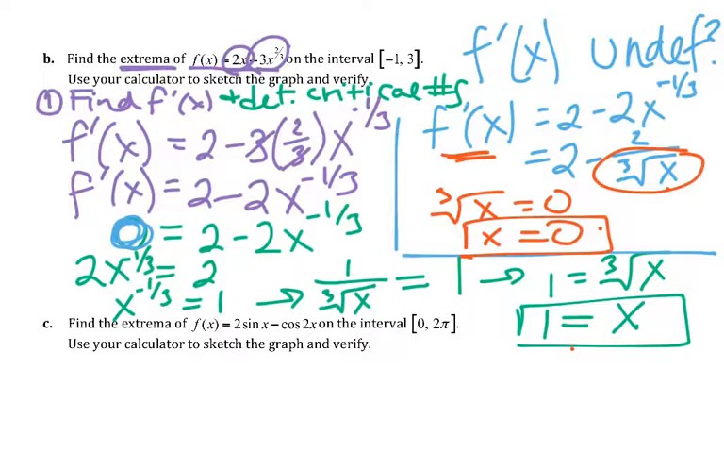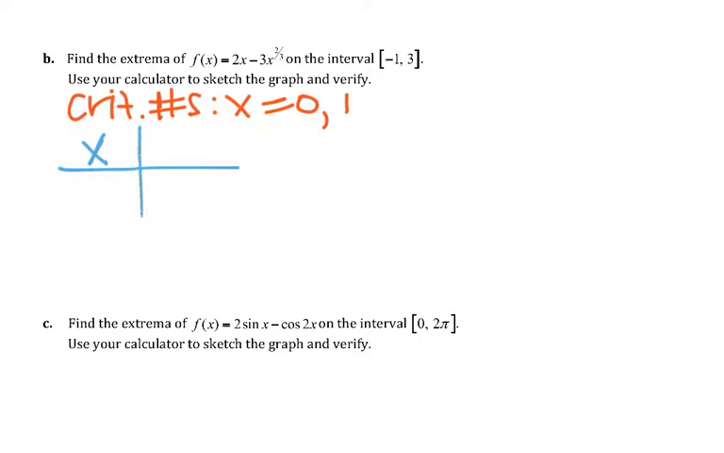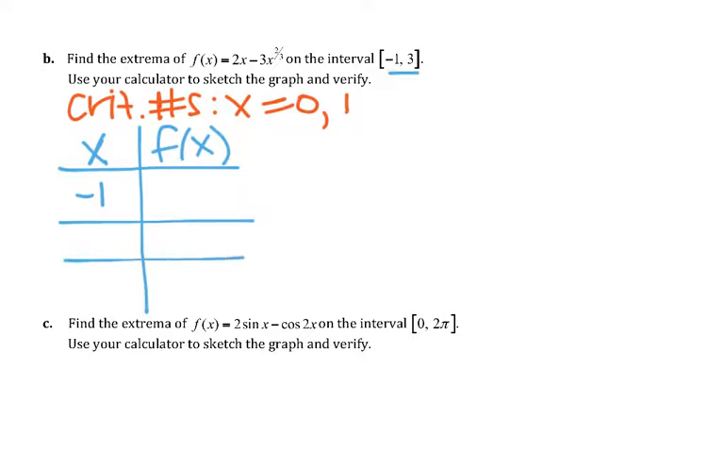Let's clear the page so we can keep working. All right, so I'm going to rewrite the critical numbers, x equals 0 and x equals 1. Let's make a table because next we're going to start evaluating. We know in that table we need our endpoints, so I need -1. I need my critical values, 0 and 1, and I want my other endpoint, 3.